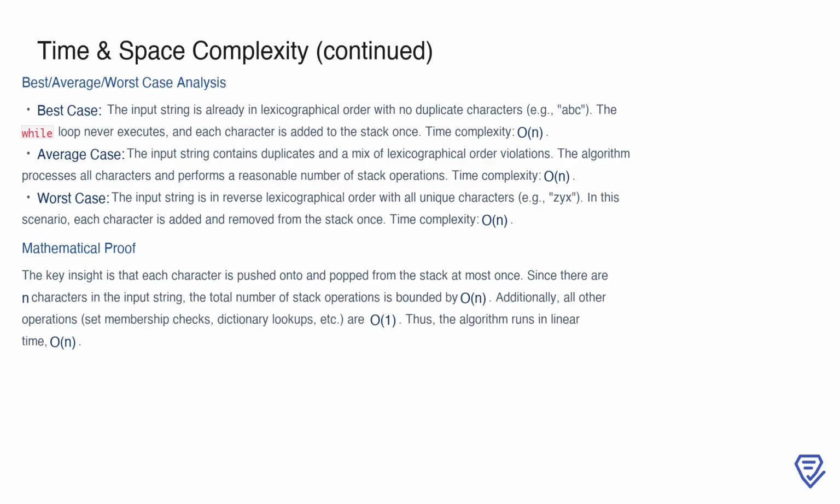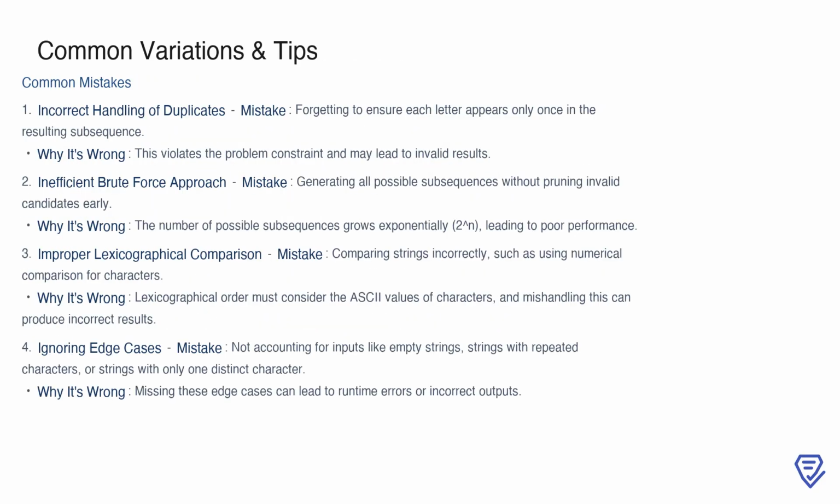The mathematical proof for this lies in the fact that each character is pushed onto and popped from the stack at most once. Since there are n characters in the string, the total number of stack operations is bounded by O(n). All other operations, such as set membership checks and dictionary lookups, are O(1), confirming that the overall time complexity is linear, O(n). Here, we dive into some common mistakes that arise when solving this problem.